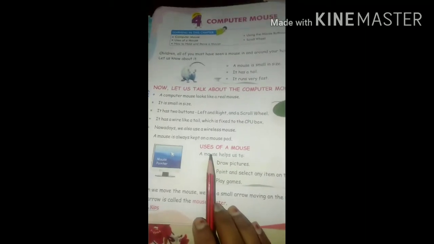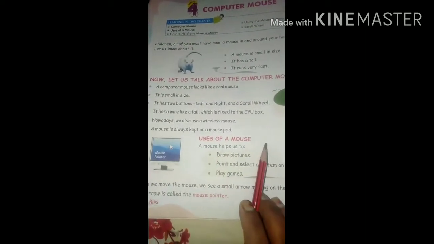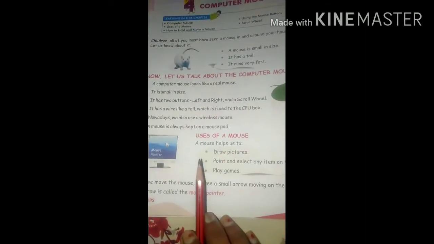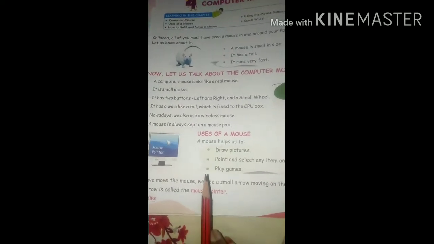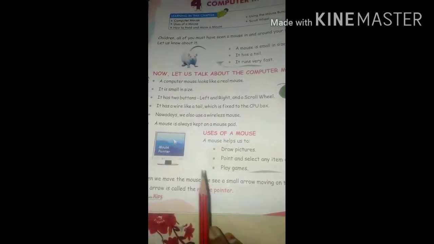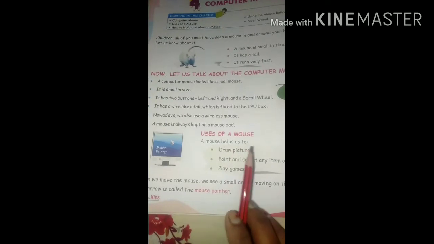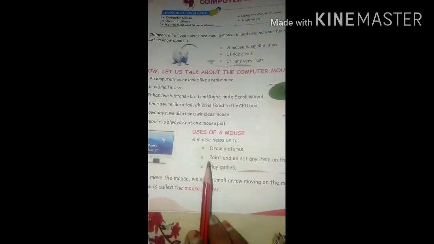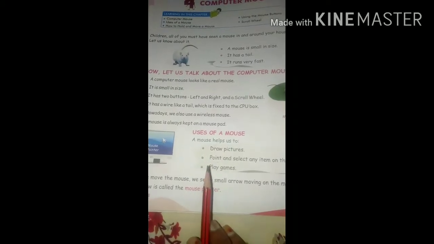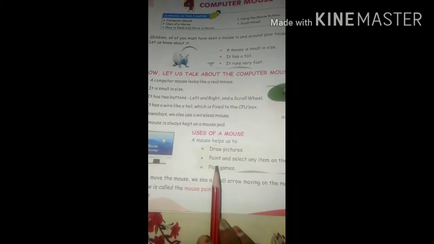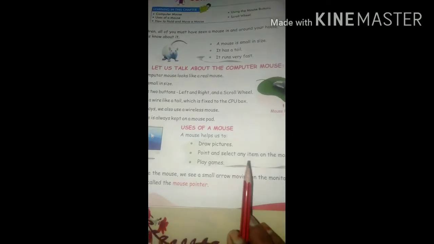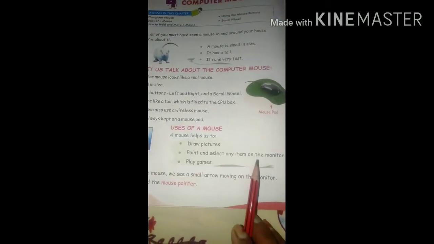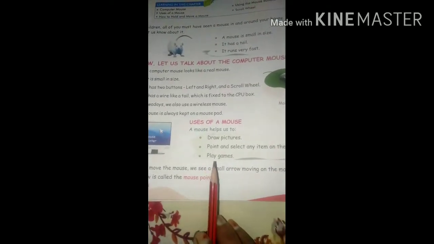Now, next is uses of a mouse. Children, do you know what is the use of a mouse? A mouse helps us to draw pictures. If you want to draw any pictures, you can use the mouse, and the mouse is used to point and select any item on the monitor. It is used to play games also.